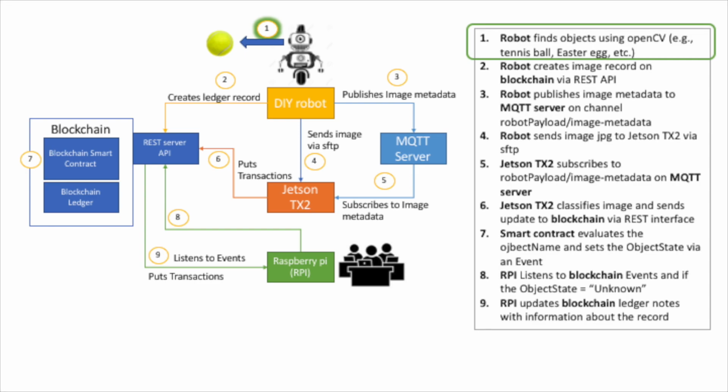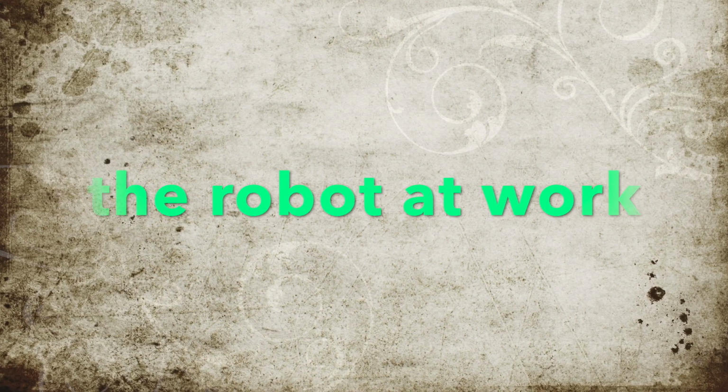Step 1. The robot uses OpenCV to find images, and the output is integrated into the pan-tilt motor logic as well as the balanced robot logic in order to keep images centered and bring the robot close enough to capture a JPEG. In this demo, I'm using a tennis ball and a 3D printed Easter egg. Let's watch the robot in action.